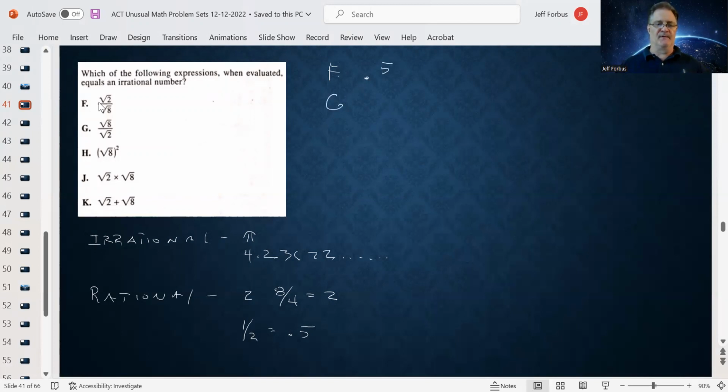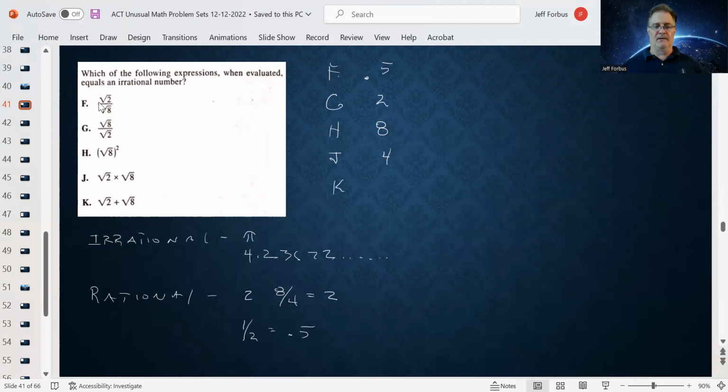G, the square root of 8 divided by the square root of 2, you get 2. H, when you square a root, you cancel it, so therefore H is 8. Okay, J, the square root of 2 times the square root of 8 is the same thing as the square root of 16, which is going to give you 4. So all of these numbers here are rational.